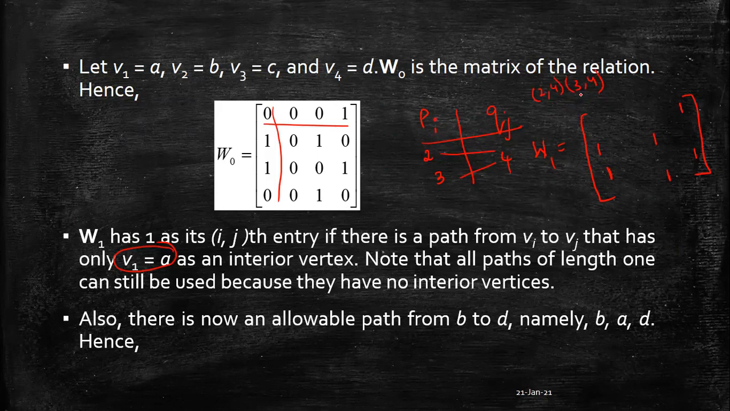Now, why do we have to add ones at these 2 positions? Because A is the interior vertex from B to D. So at 2, 4, please check. At 2, 4, we have to add a 1. So here it is 0 in W0. We have to add a 1 over here. At 3, 4, there is already a 1. Now, why did we add a 1 in the place of 0? We added a 1 in the place of 0 because there is a path from B to D.